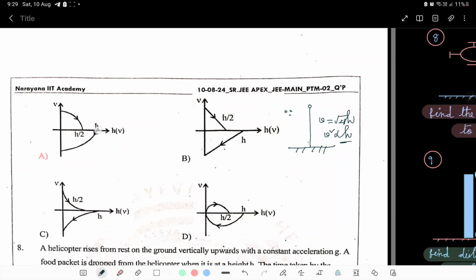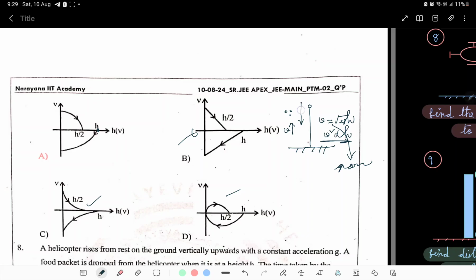Let's say it is starting here, and as it goes down the velocity increases. Because of this relation, we fixed it as a parabola. Therefore this graph is wrong, and you have only these three choices. That option B you can eliminate. So that is a parabola.